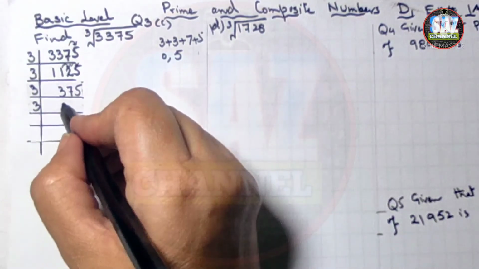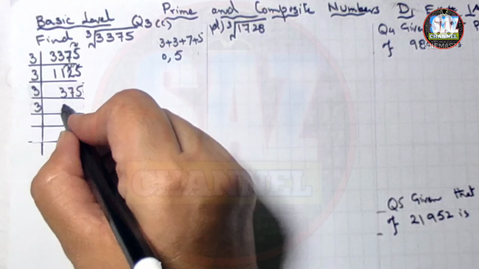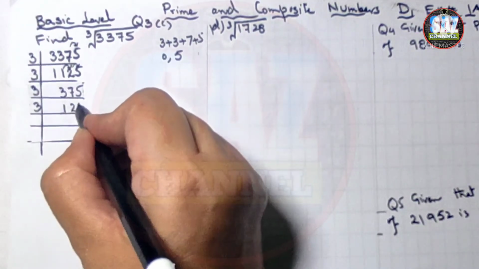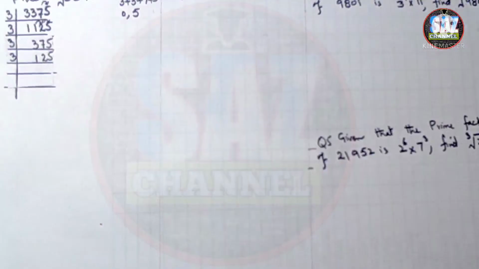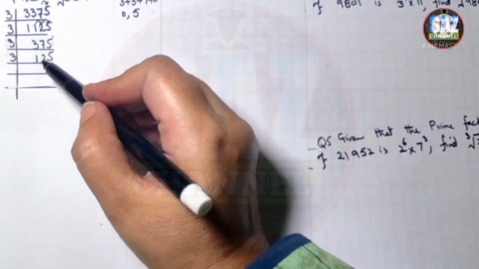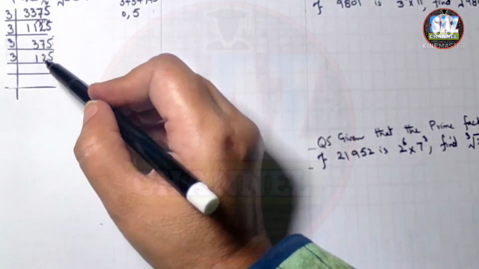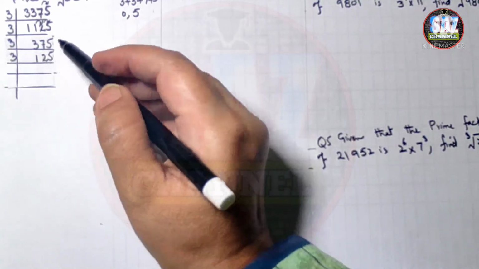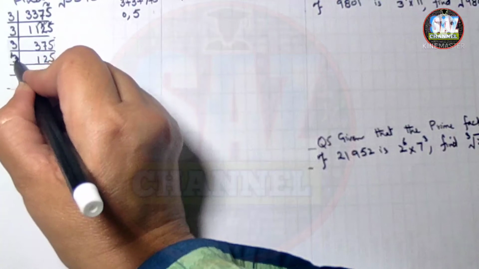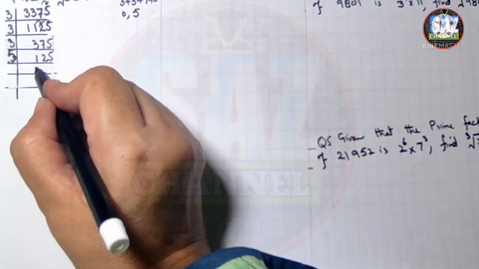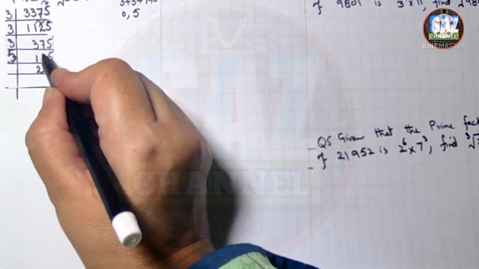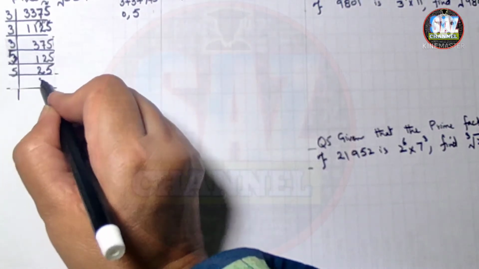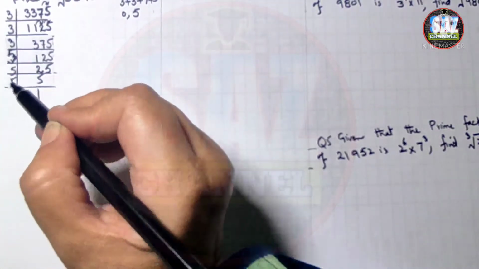3 how many times? 3 ones are 3, and then 3 twos are 6 and 3 fives are 15. Now, 5 plus 2 is 7, plus 1 is 8. We cannot divide this number by 3, but as the unit digit is 5, we can easily divide this number by 5. 5 twos are 10, and then 2 will be given to 5. 5 fives are 25, and then again 5 fives are 25, and 5 ones are 5.